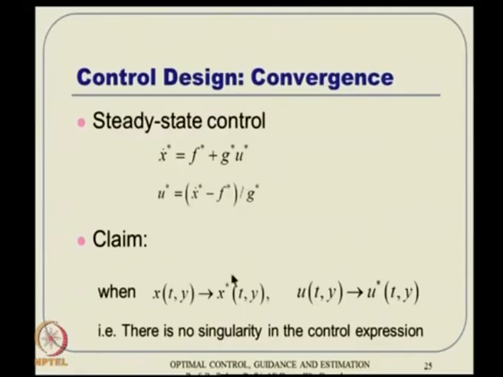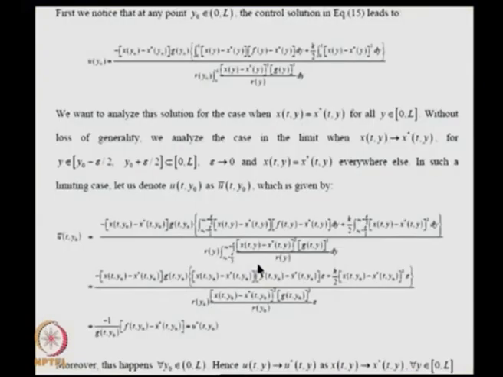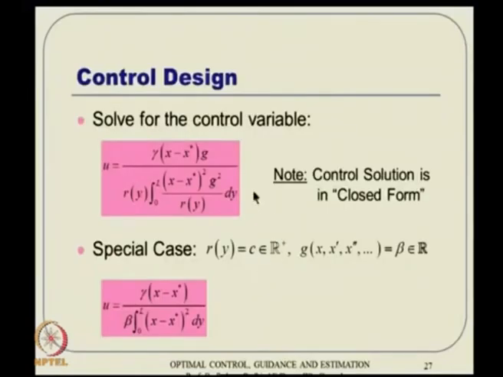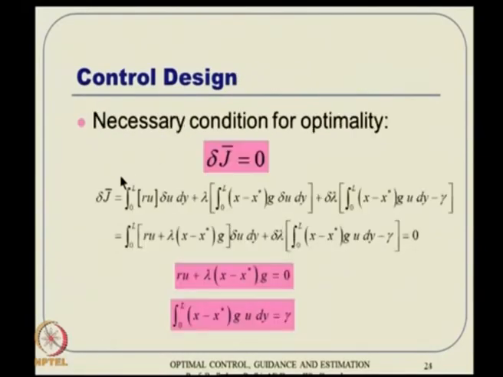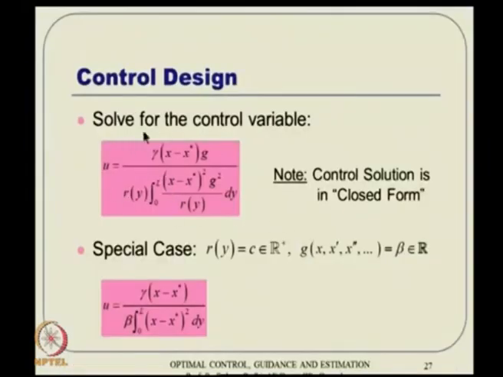And the claim here is, when x goes to x star, u should go to u star also. Only then can it be maintained there; the error can be maintained at 0. So whatever solution we get from this goes to 0. And the solution turns out to be something like this form. In a special case, if you solve these two equations, and you can see the details in the paper if you are unable to, you can come up with this solution.